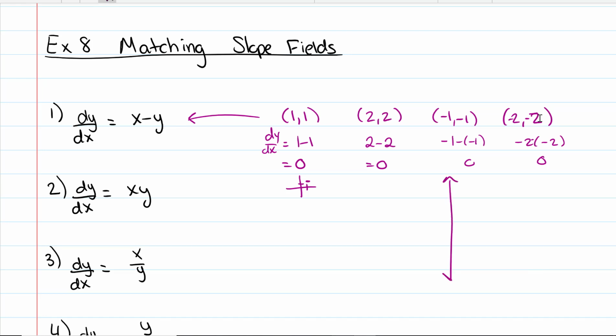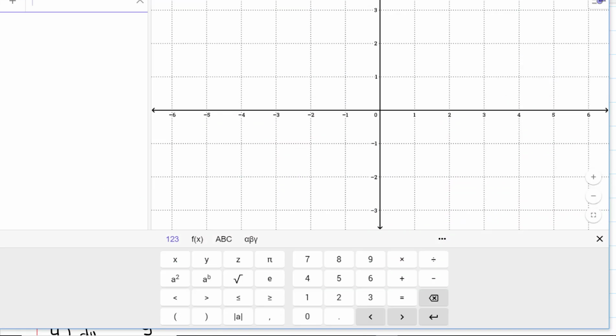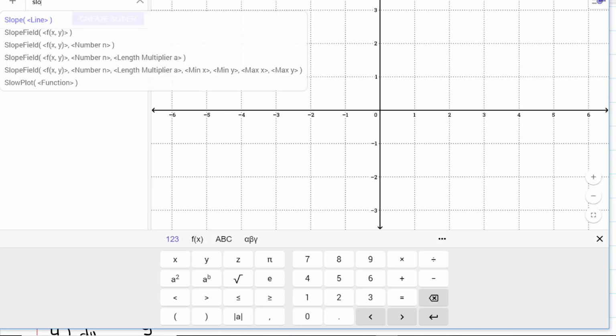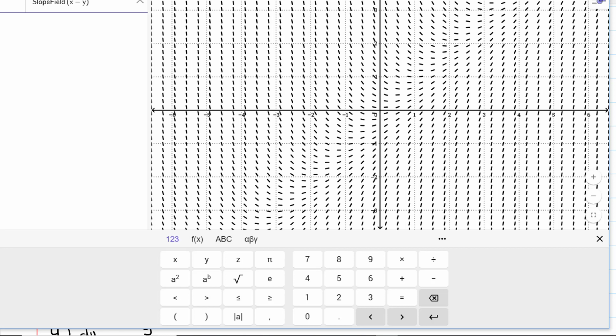So if I were to graph this by hand, at (1, 1), the slope would be 0. At (2, 2), the slope would be 0. At (-1, -1), the slope would be 0. And at (-2, -2), the slope would be 0. If I actually graph this, though, the entire slope field, which is x minus y, I get this as my slope field. This is my entire slope field.